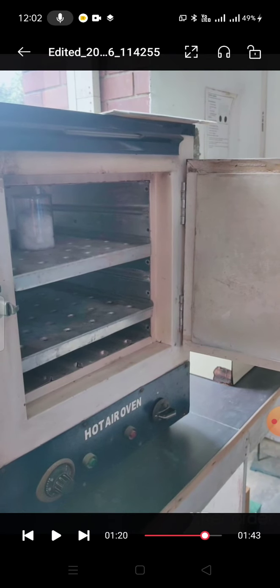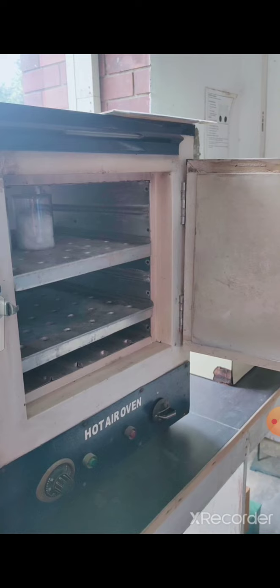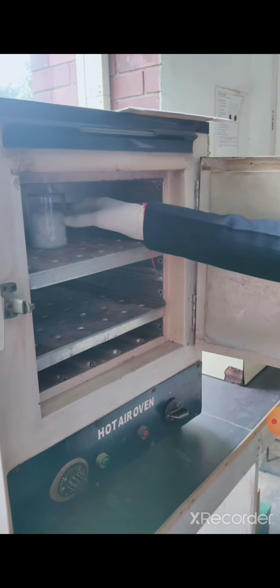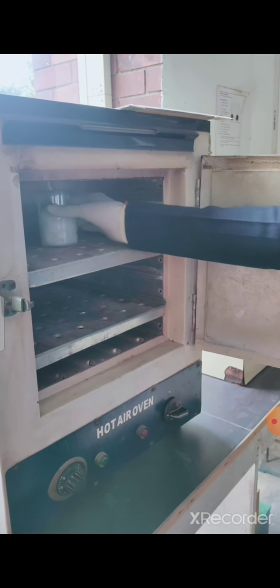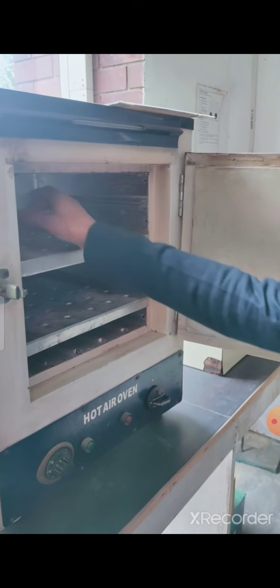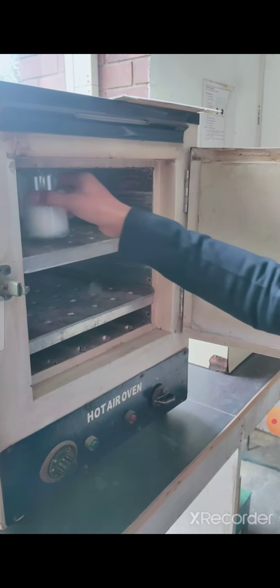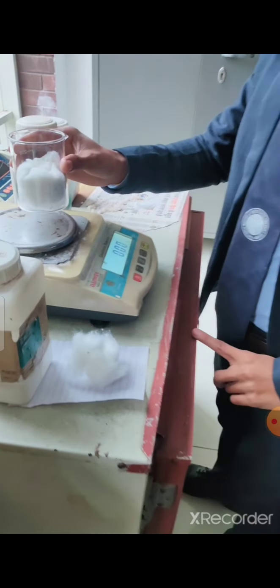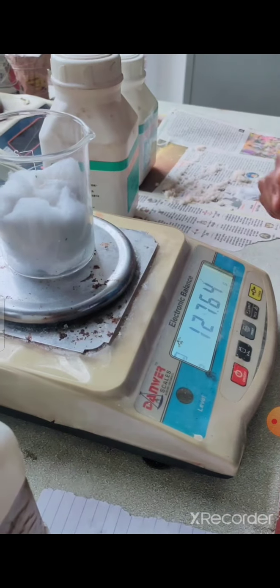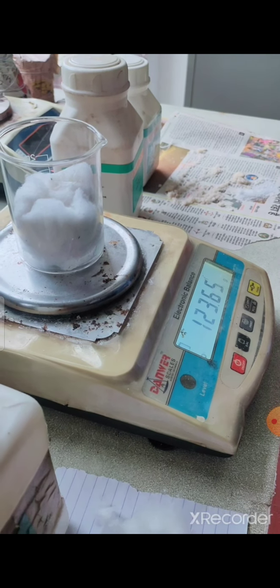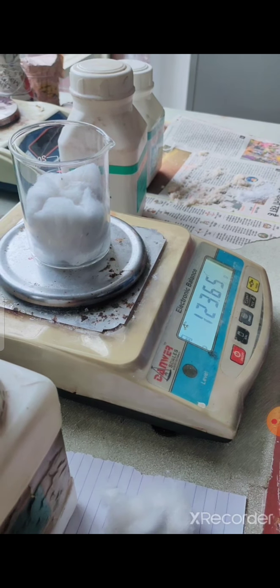After the time, remove the beaker from the drying chamber and weigh it again. Just carefully remove the beaker, because obviously it is hot. Weigh it again. Here you get a final weight.